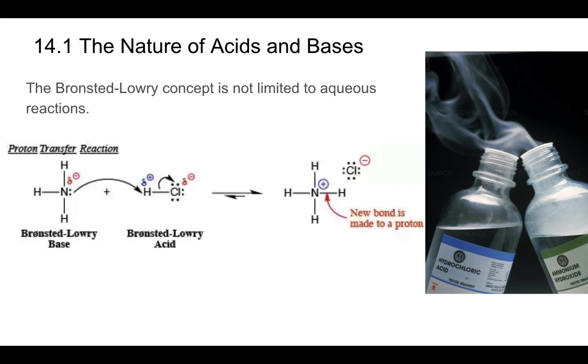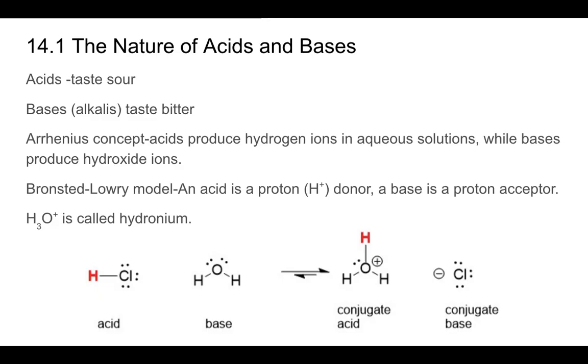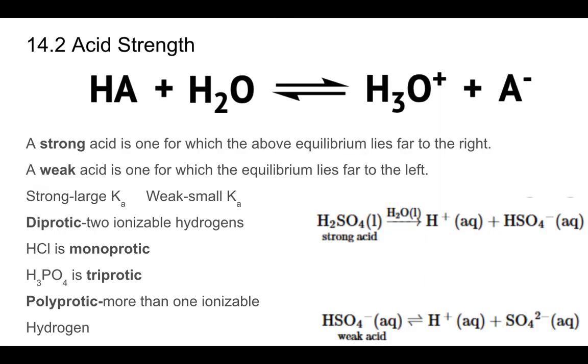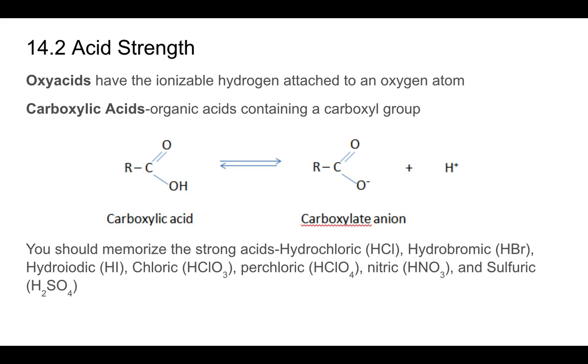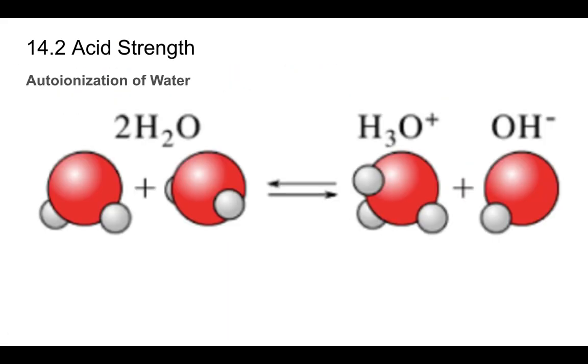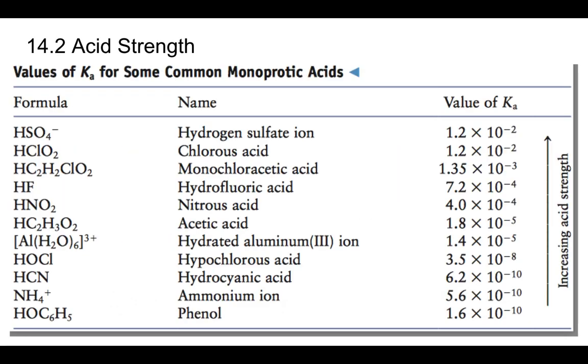Remember, the strong acids were listed back here somewhere. Where did we list them? Here they are. Hydrochloric, hydrobromic, hydroiodic, chloric, perchloric, nitric, and sulfuric. Remember that these acids are always treated as strong, and so you calculate their pH a little differently than acids such as these, which are weak. Their ionizations or dissociations are only partial before they reach equilibrium.